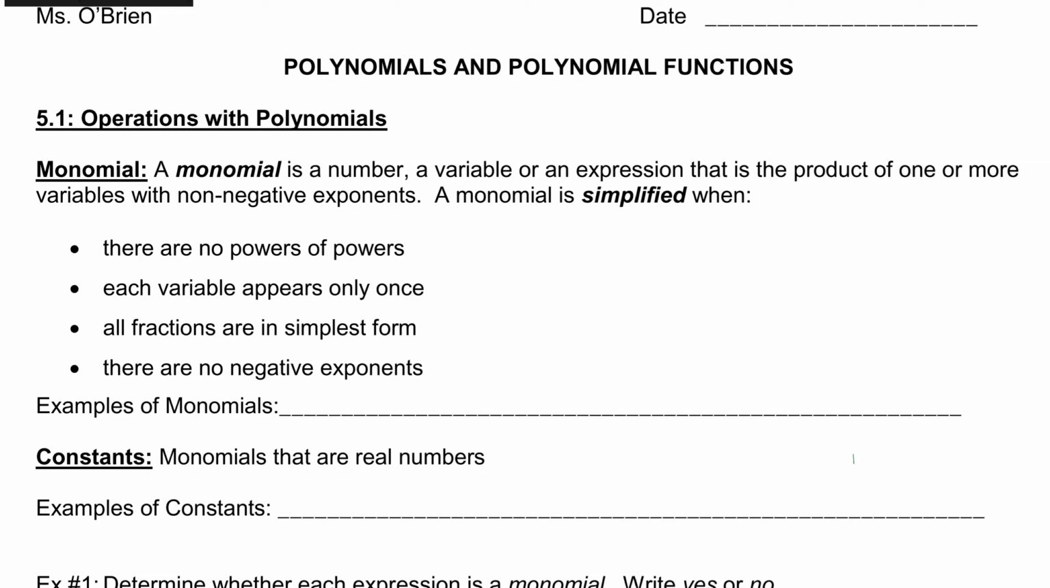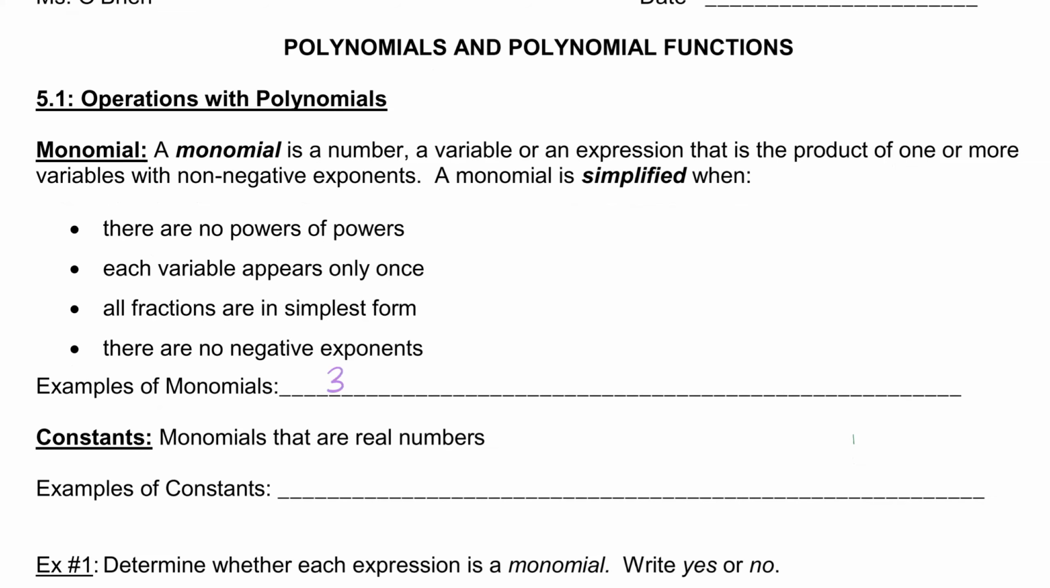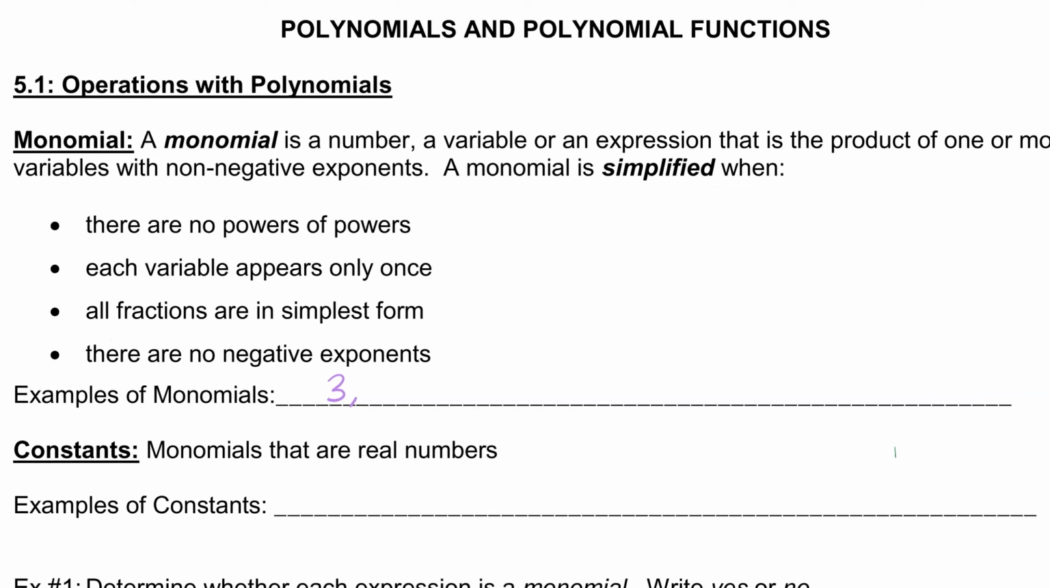A couple examples of monomials would be 3. 3 is a monomial because there are no powers of powers. I mean, there's no variable, but there are no negative exponents. It's just a single term. X by itself is a monomial. You could have x times y. That's a monomial. It's one term, they're being multiplied together. And x squared, it's just one term. A constant is a monomial that is a real number. Examples of constants are 2, half, -3, 1,000. These are all constants, and they can be a single term by themselves as well.